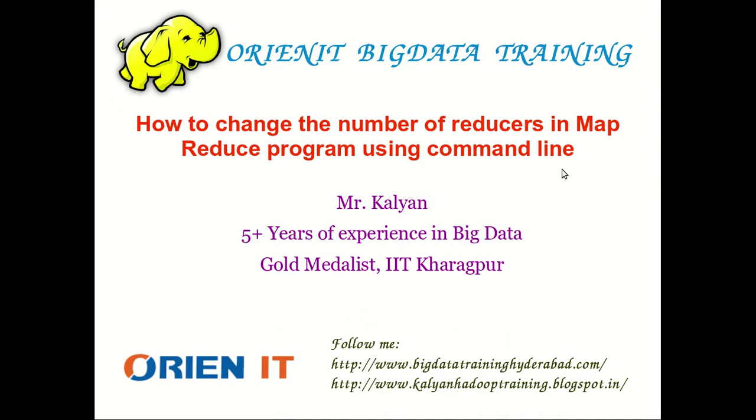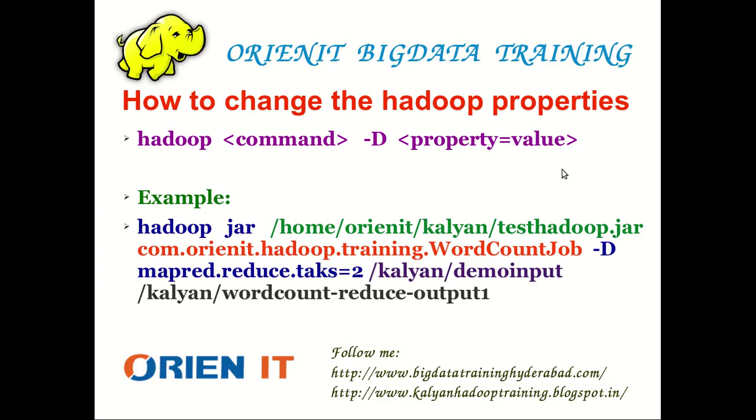Let me start. Generally, when you want to change the Hadoop properties through the command line, there are two options. The first option is hadoop, the command you want to execute, and after that -D, the property name and property value. One example when executing the hadoop jar command: hadoop jar, the path of the jar, then the main class of the job. After this we can use the option called -D.